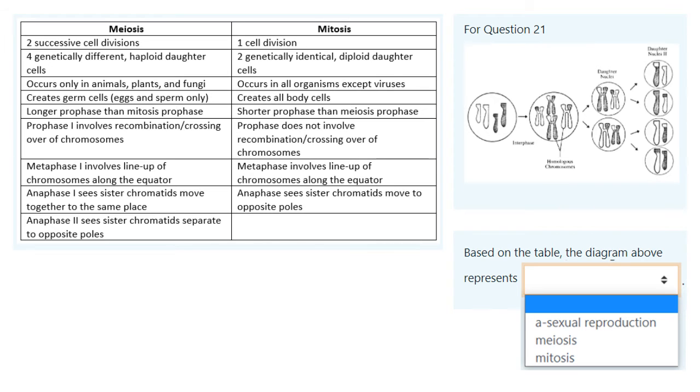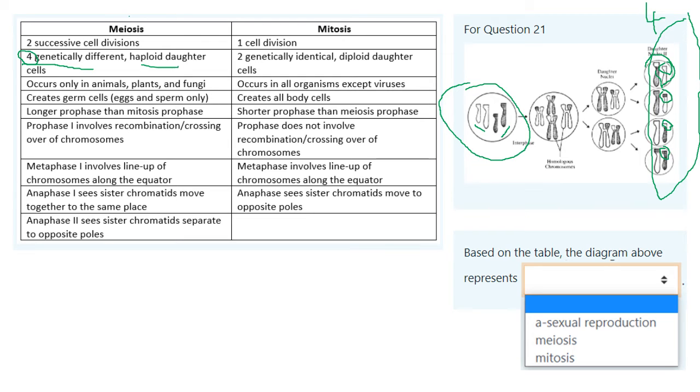Well, we start with one cell, which has 2 pairs of chromosomes. We end with 4 cells. Each one has 2 single chromosomes, and if you look, none of them are the same. Look at the mix of the black and white. They have crossed over. These will be genetically different. There are 4 of them. They are different. This is an example of meiosis.